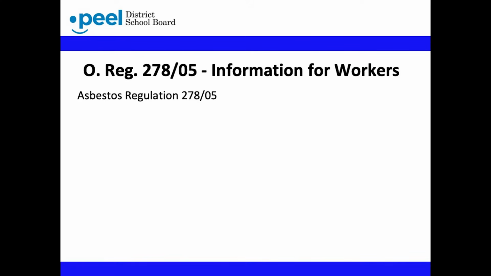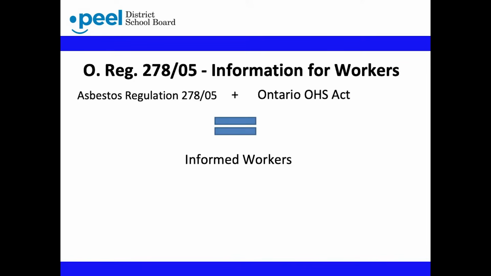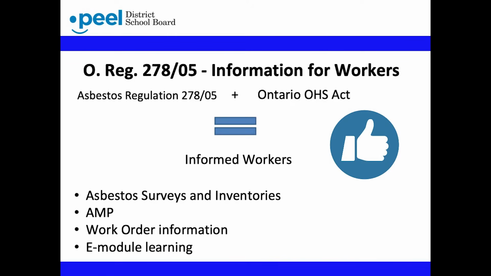Health and safety legislation clearly points out information that must be provided to a worker, as is the case with O. Reg. 278/05. In addition, the Occupational Health and Safety Act also tells us that employers must acquaint a worker with the hazards in the workplace and provide the worker with information and instruction to protect the health or safety of a worker. How do we do that here at the PDSB?